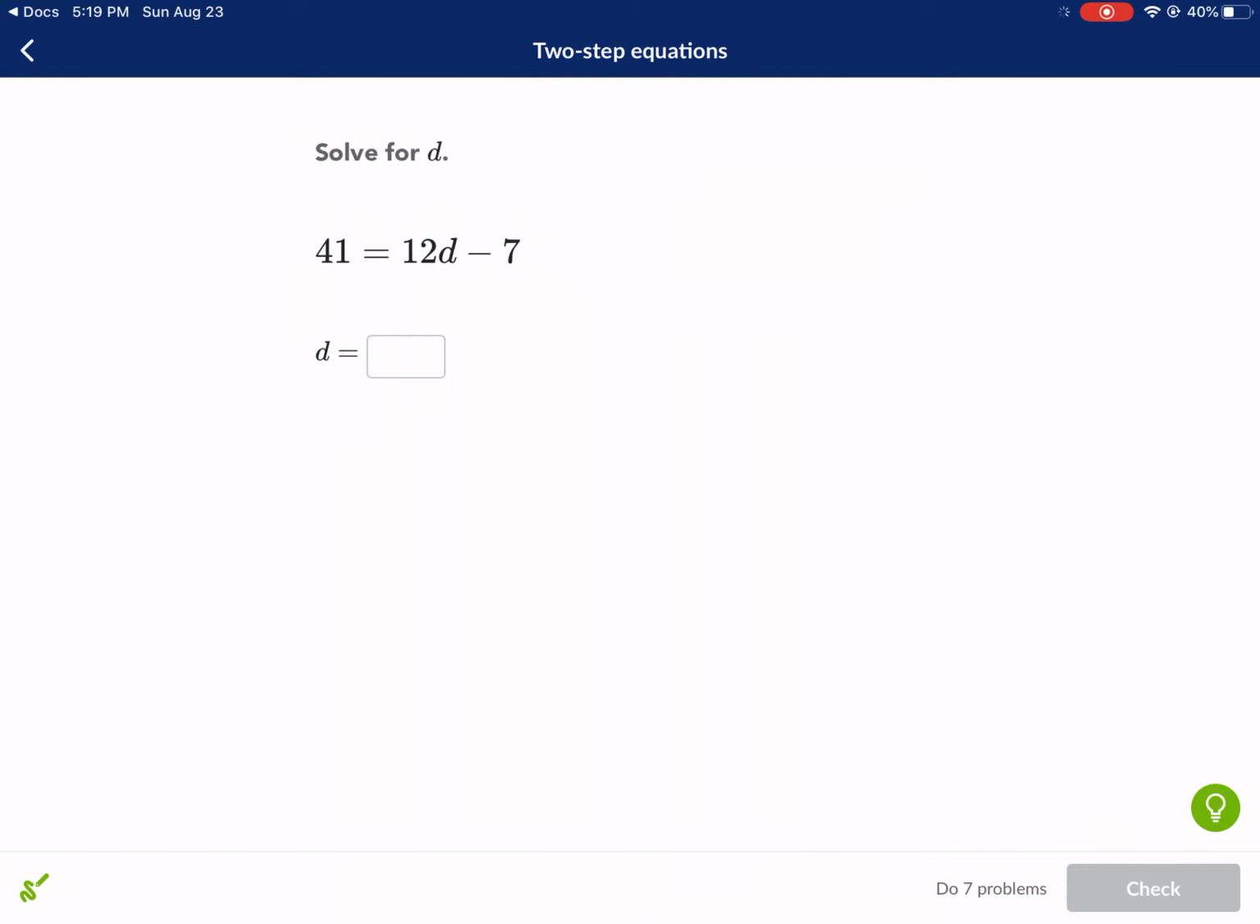Today we're going to be doing two-step equations. We're going to jump right into it. The first one is solve for D.